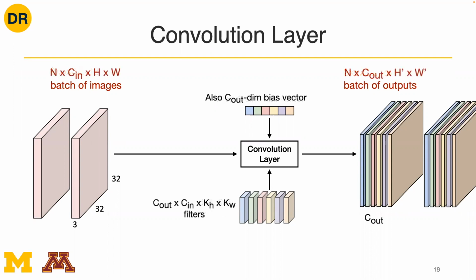Okay, so generalizing this a little bit further, we could maybe consider cases where we don't just have RGB input always coming as input to our layers. Yeah, question?